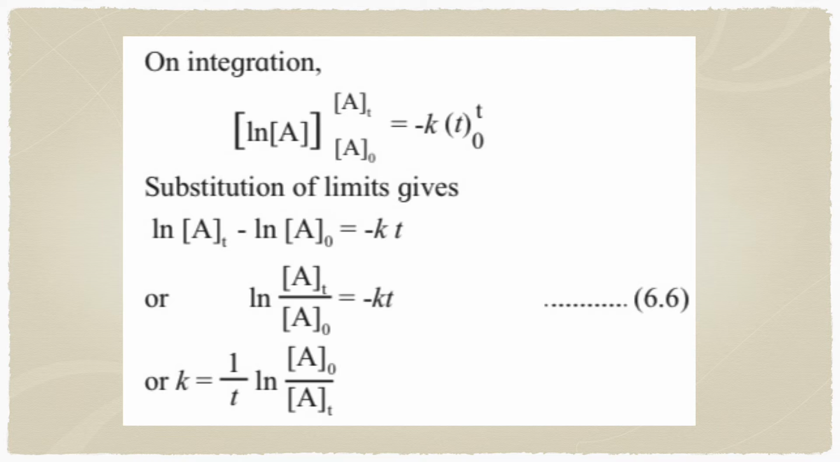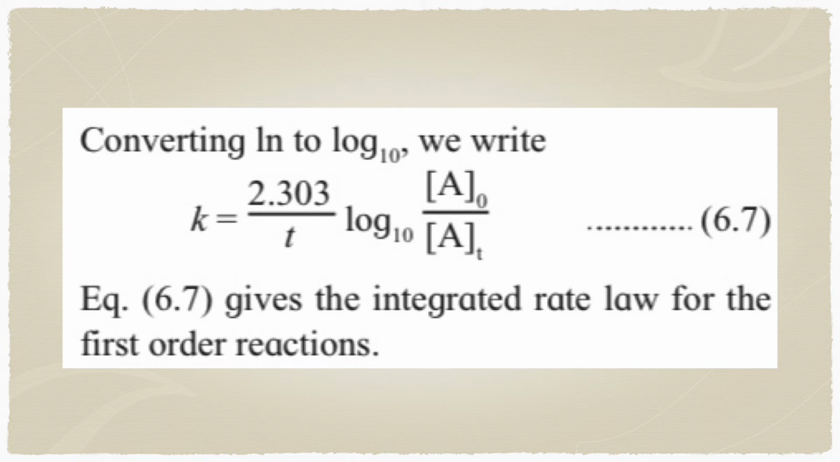Now rearranging the equation, if I bring the negative sign to the other side, I can take the reciprocal. So K is equal to 1 upon t ln A naught upon A t. Now the last step: we just have to convert ln to log to the base 10, so we will multiply by the factor 2.303.